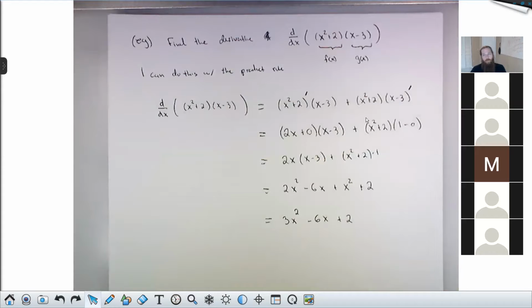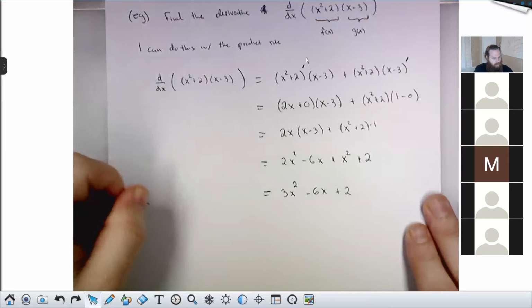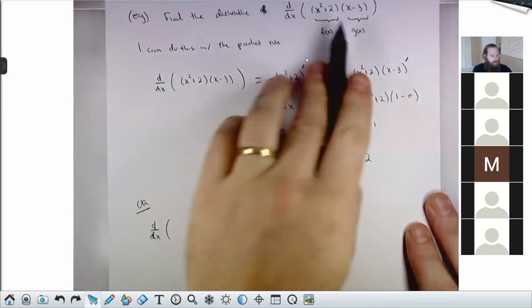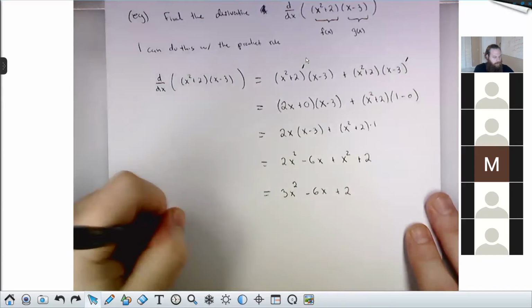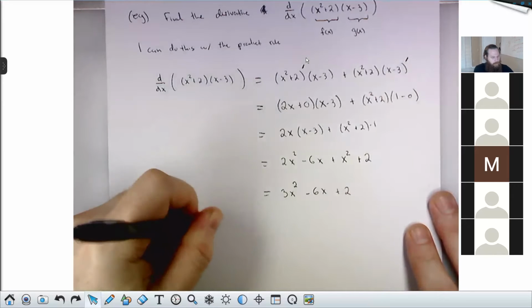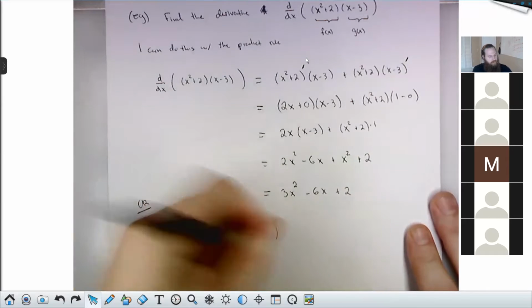Could I have done this without the product rule? You could have multiplied through. Yeah, I could have foiled these out and then just differentiated using the power rule. And that would be much faster. Let's see how that goes. So x squared plus 2 times x minus 3. My firsts are x cubed. My outers are minus 3x squared. My inners are plus 2x. And my lasts are minus 6.